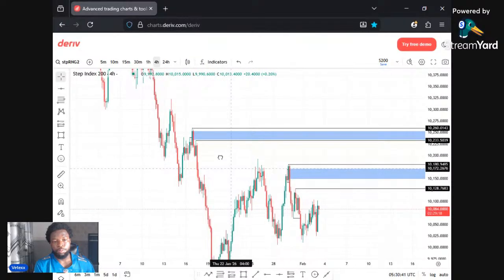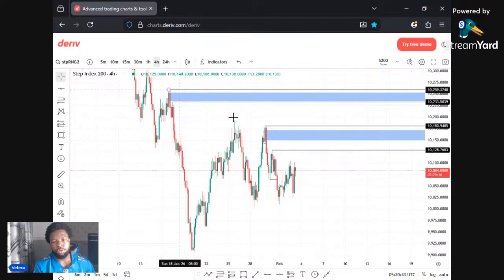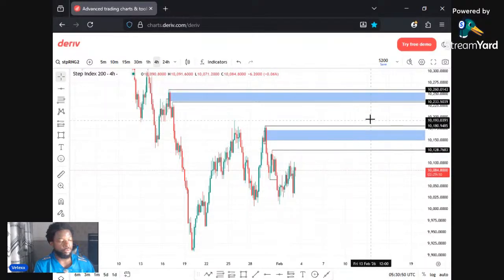And we also have another point of interest up. So if price doesn't respect this 1 hour, it's going to respect this 4 hour. So any one of them that price stops at, we are going to be anticipating a trade on it.